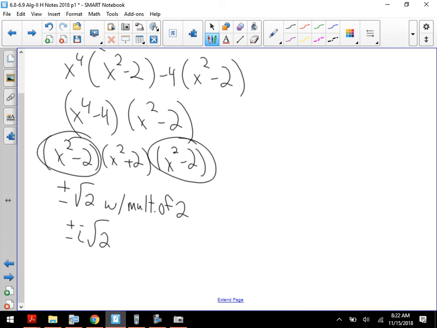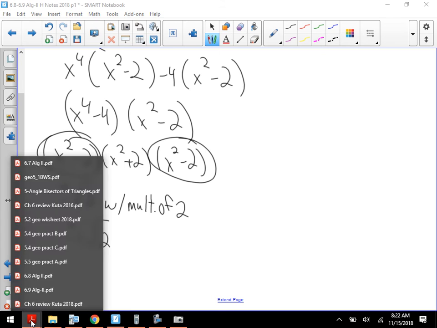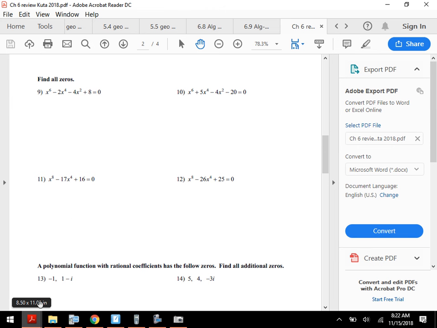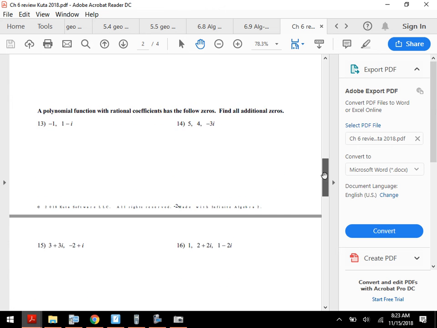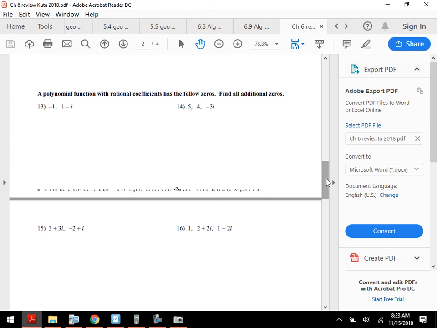What else we got? Yes, sir. 11. What times what is 16, and you add together to get negative 17? Negative 16, negative 1, then you have 2 sets of difference of squares. Good. So continue. How are we doing with building functions with coefficients? Good. Are you using the shortcut?